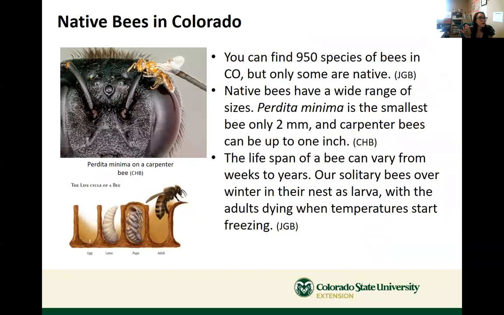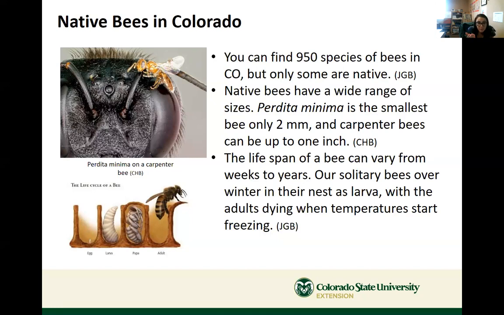So let's talk a little bit about our native bees that we have in Colorado. In Colorado, there are 950 species of bee that can be found. Not all of those are native, but boy, that's a lot of species of bees. They have a wide variety of sizes. The smallest bee that we have is Perdita minima, and the largest bee is a Carpenter Bee. And this picture, which is obviously just a representation, it's not real, but this would be Perdita minima on the head of a Carpenter Bee. So you can see the size difference there is pretty great, and that's pretty interesting.